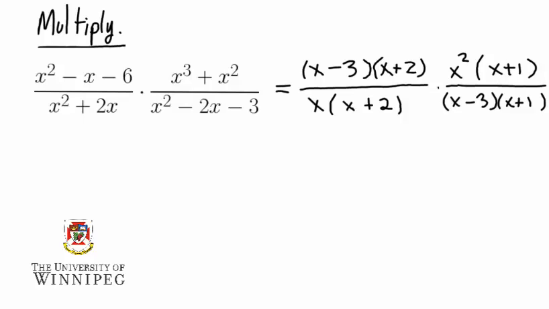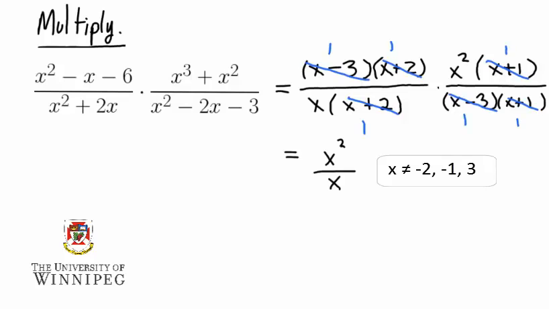Now that we have everything fully factored, we can check to see if there are any terms in the numerator that are going to cancel off with terms in the denominator. For example, I see an x minus 3 in the numerator here and an x minus 3 in the denominator here. So we can cancel these off and we're left with factors of 1. Similarly, we can cancel off our x plus 2's as well as our x plus 1's.